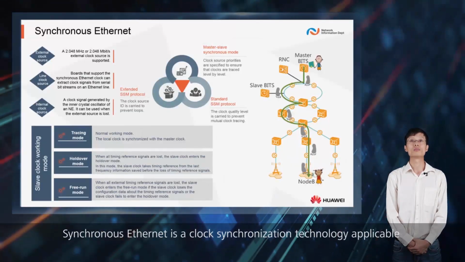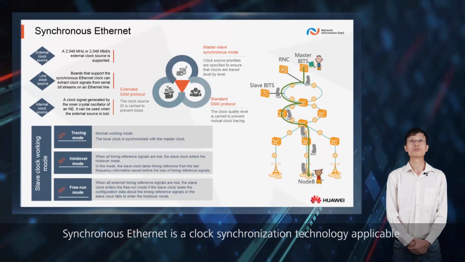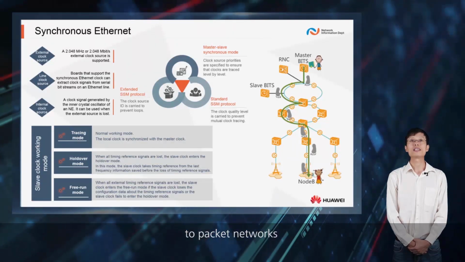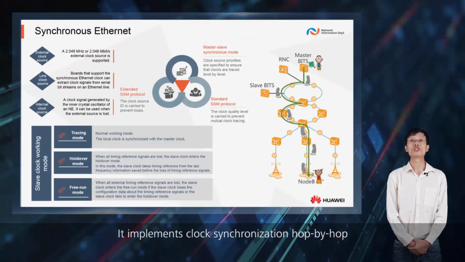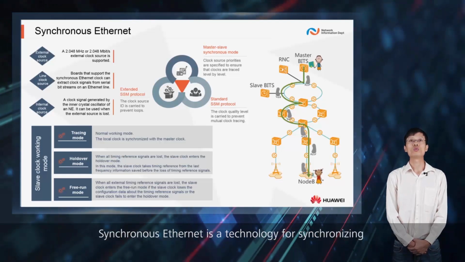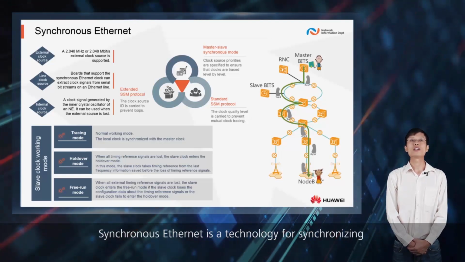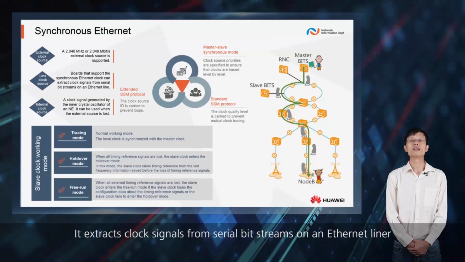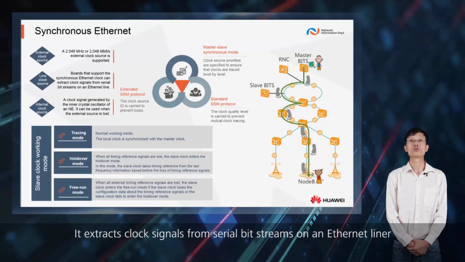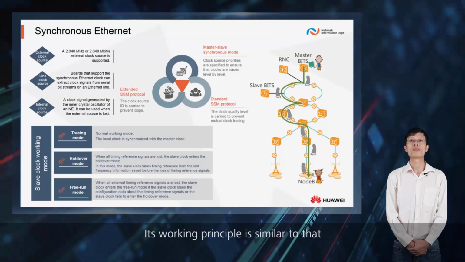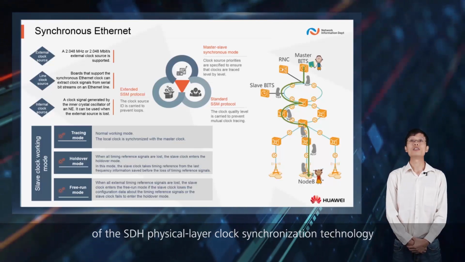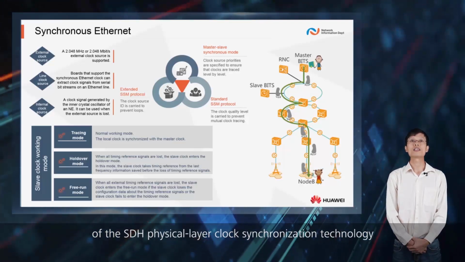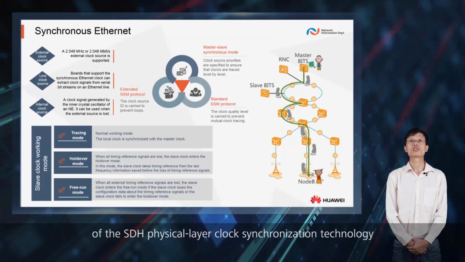Synchronous Ethernet is a clock synchronization technology applicable to packet networks. It implements clock synchronization hop by hop. Synchronous Ethernet is a technology for synchronizing clock frequencies over the Ethernet physical layer. It extracts clock signals from serial bit streams on an Ethernet line. Its working principle is similar to that of the SDH physical layer clock synchronization technology.